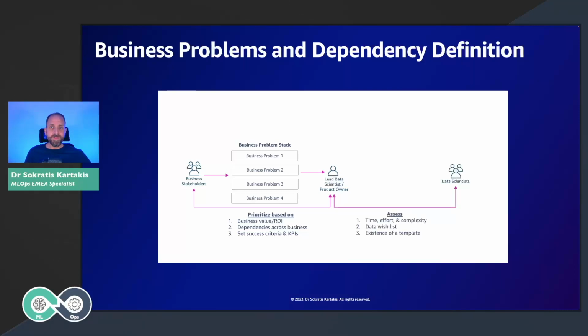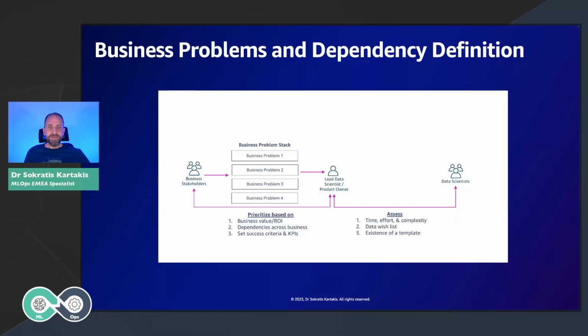After they have cleared this list, the next step for the lead data scientist is to go back to his team and discuss with them the effort they need to spend in order to build such a solution for each problem, let's say. They need to create a data wish list to make sure that they have access to this data. And they need to check if they have already implemented that somewhere and have a template that can help them to productionize that faster.